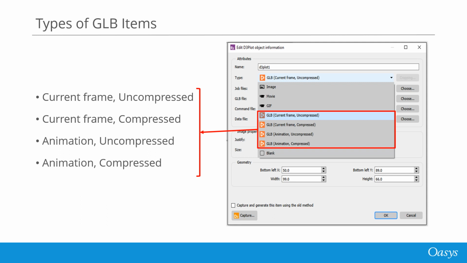GLB items can be viewed in several ways depending on which type has been chosen during capture. If the GLB item needs to be viewed in PowerPoint, then current frame uncompressed must be chosen. Otherwise, all other types can be viewed in Report Viewer.